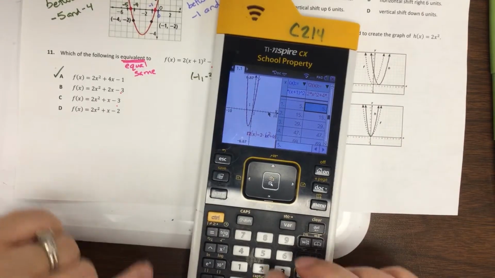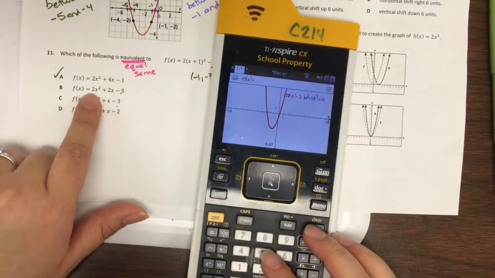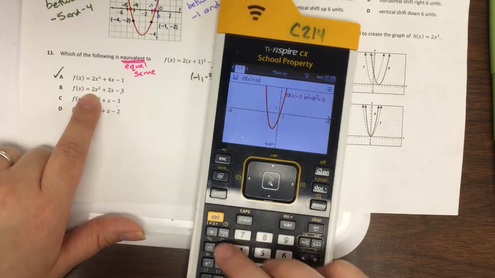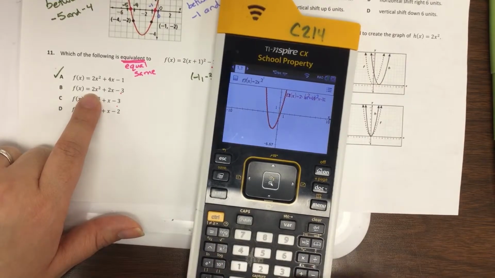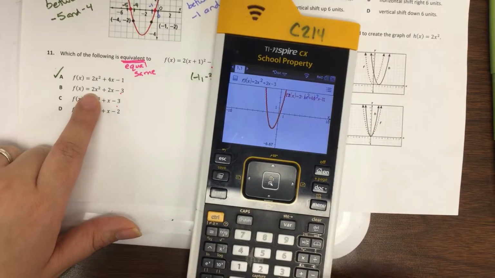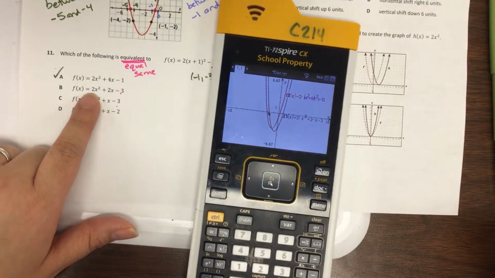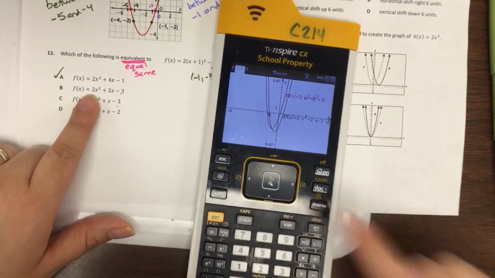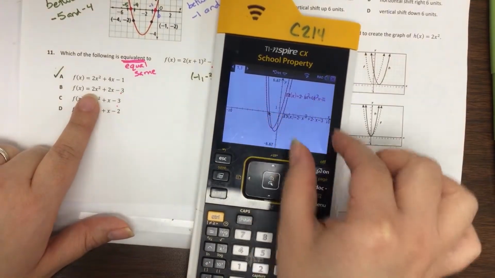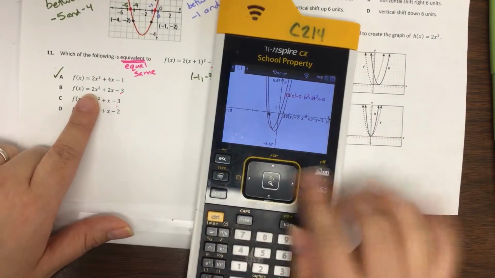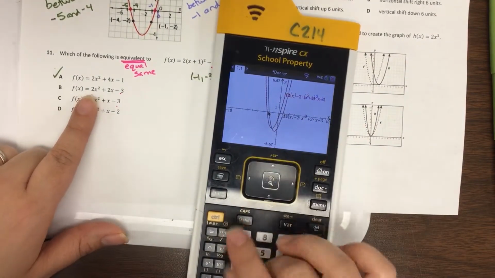I'm going to real quick input answer choice B because like I said, this was one of the most picked wrong answers. And here, if you take 30 seconds to graph it, you're going to see it's a little shifted, it's a little down and to the right. So they're not the same parabola.